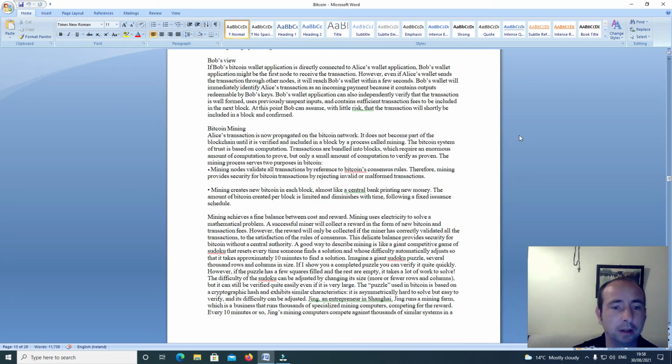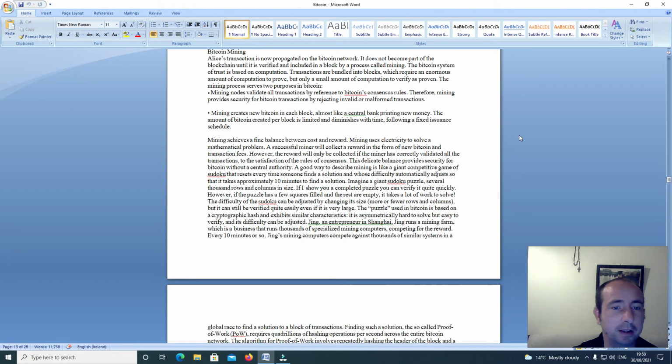Bob's view. Okay. Bitcoin mining. Alice's transaction is now propagated on the Bitcoin network. It does not become part of the blockchain until it is verified and included in a block by a process called mining. The Bitcoin system of trust is based on computation. Transactions are bundled into blocks which require an enormous amount of computation to prove, but only a small amount of computation to verify as proven.